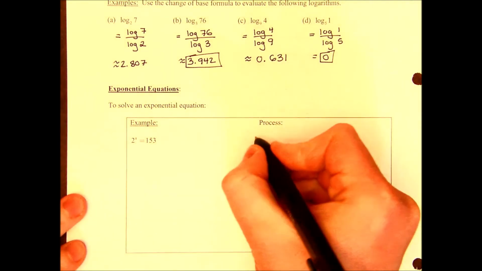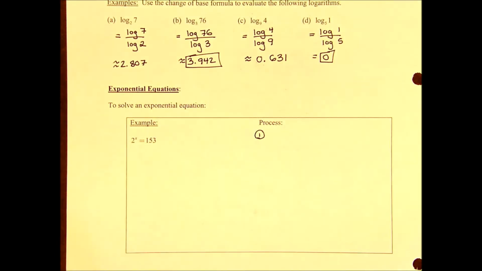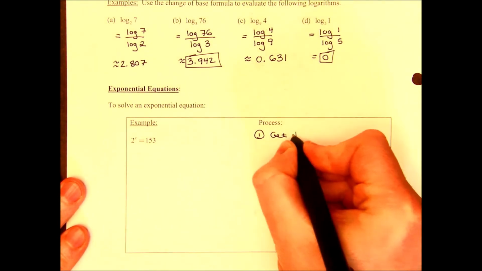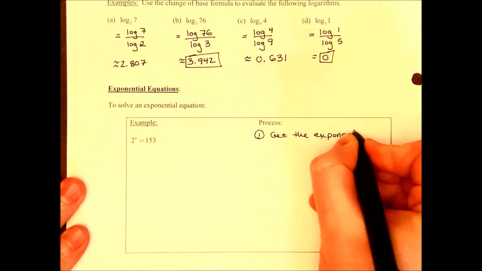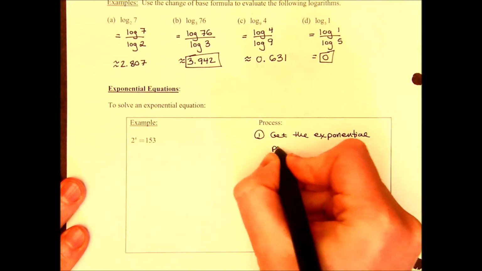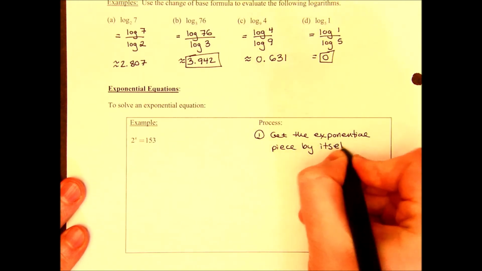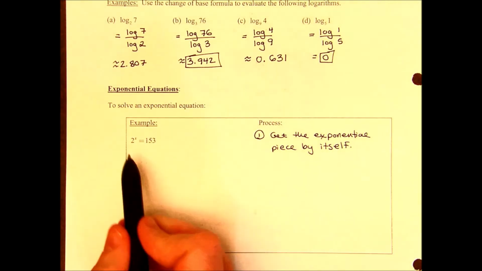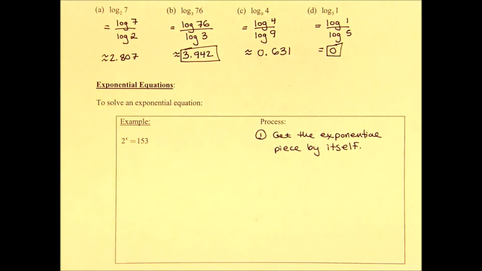Exponential equations are the first type we're going to deal with. For example, 2 raised to the x equals 153. The first thing we're going to do is get the exponential piece by itself. In this particular problem, there's nothing that I have to do, but if I had like a plus 3 at the end or a times 4 or something, I'd have to get rid of those numbers, and I'll show you an example of those in just a moment.